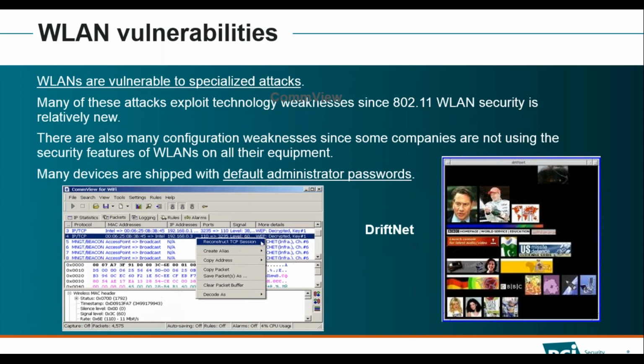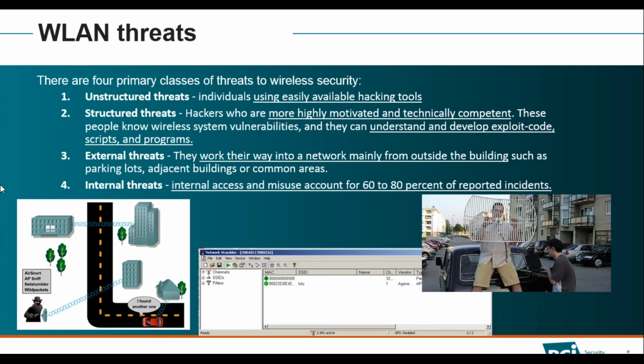Now, what are the wireless threats? We have put them into four categories. First is the unstructured, where individuals use mostly free tools and gimmicks to hack into systems. The next is the structured threats: hackers who are highly motivated and technically competent. It could be industrial espionage, it could be people who are looking for credit card details, user IDs, passwords, and so on. And then there are the external threats, that is somebody working into your network from outside. Again, it could be a structured or unstructured threat.